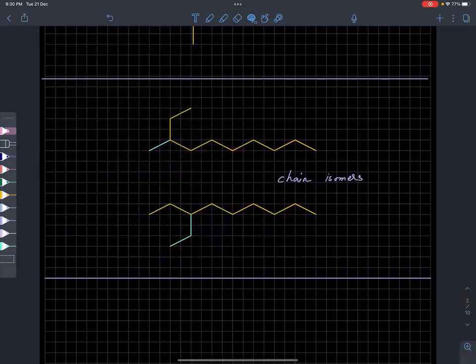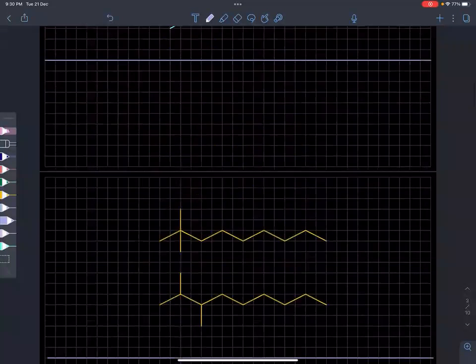Now it is clear that the chain on the molecule above is one carbon longer than the chain on the molecule below. Can you see that? So I am not counting because I don't want to find the name of this. I'll just understand that because the parent chain itself is different, these are chain isomers.